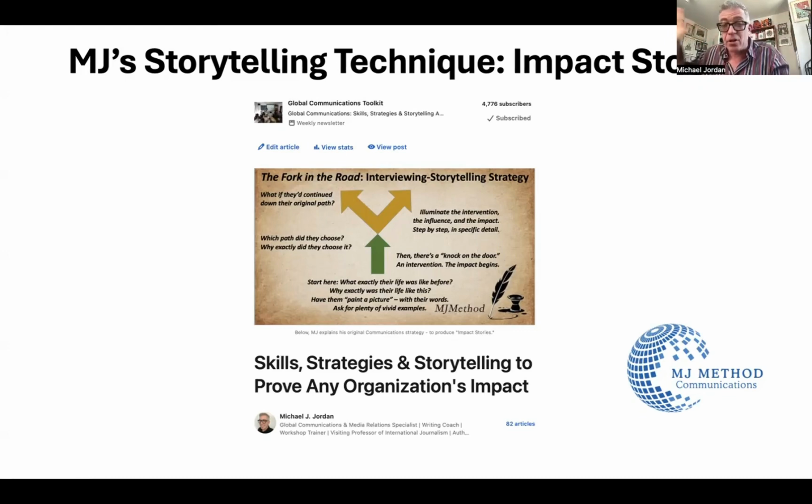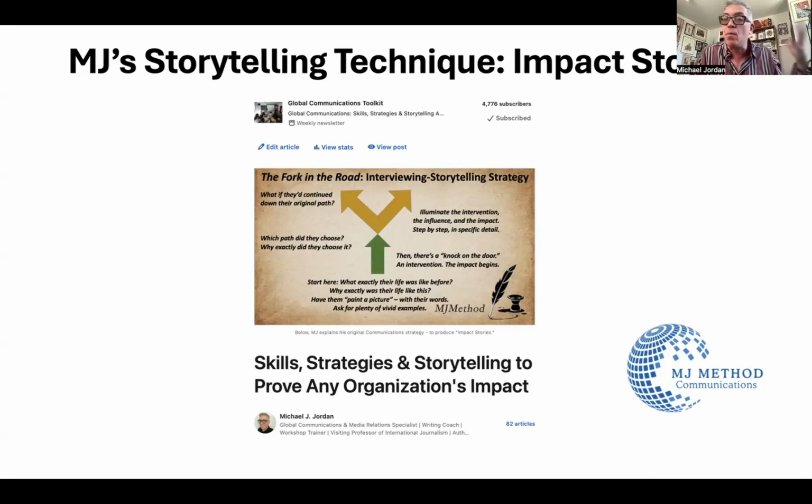If they say, yes, I'm going to go to that training, or yes, I'm going to hire you to work for my company, my organization, to assist with my challenge, there must be a reason why. And as I described, then there's a knock on the door, which is, in other words, an intervention. That is a starting point that someone, something has intervened, and now we want to document in chronological time order. That now, as I say up at the top of the right-hand arrow, let's illuminate, let's bring to light the beginning of that influence and the impact, step by step in specific detail.